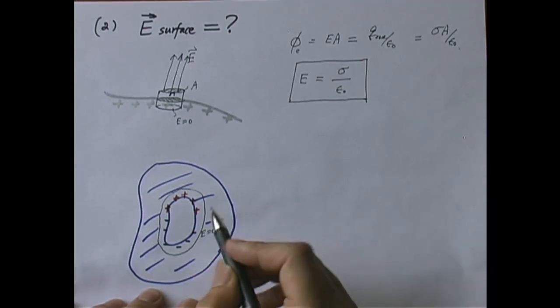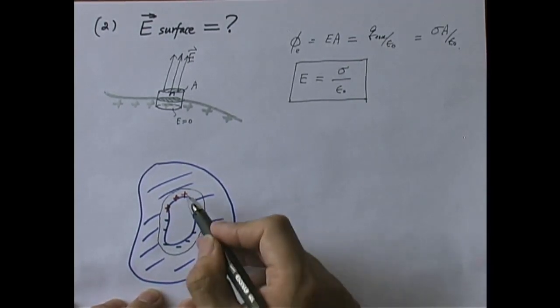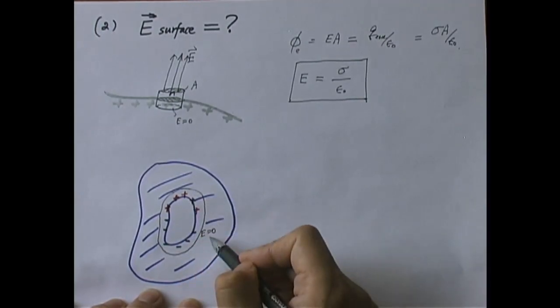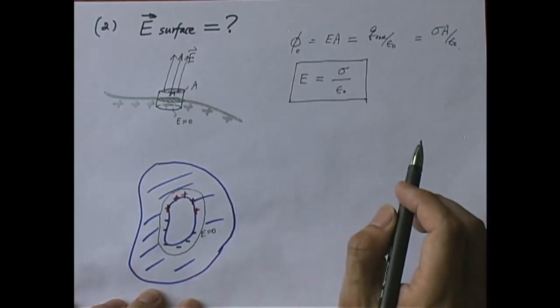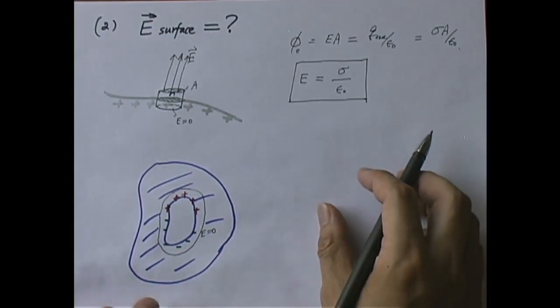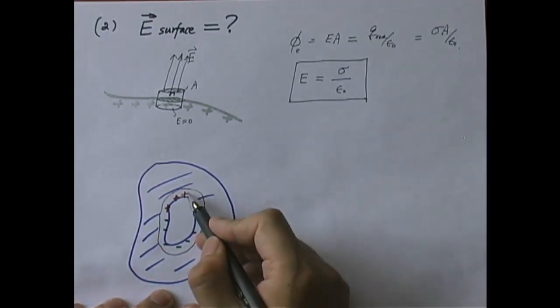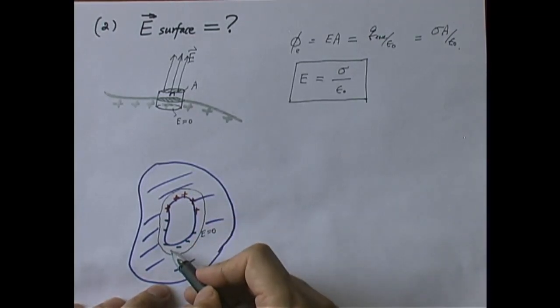But wait a second, the electric flux is proportional to the total amount of charge enclosed, and the flux is 0. So how much total charge is enclosed? 0. Okay, there's no question about it. It's got to be 0. So that's the first step. I showed that if you got some positive charge here somewhere on the interior surface, there must be some negative charge somewhere else.